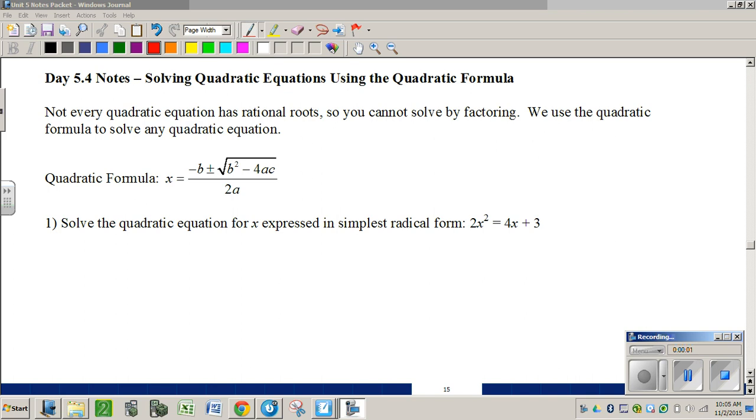Welcome to my shortest video ever. This is solving quadratic equations using the quadratic formula. I'm going to do 2 examples, and that's all you're going to see. So this is short and to the point, even shorter than the factoring lesson.